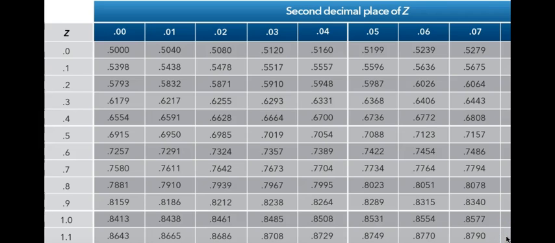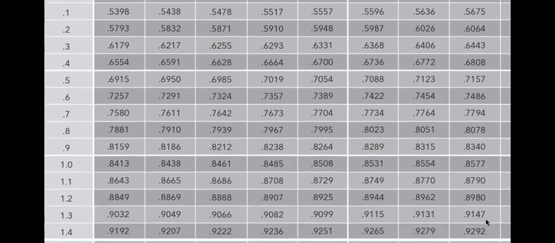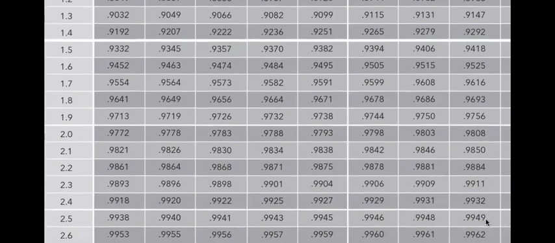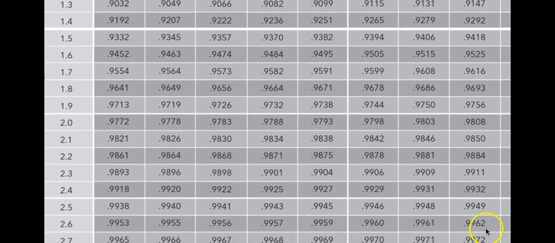The standard normal table. So we're looking for a z of 2.67. So we're going to go all the way down to 2.67. So 0.9962. So we're going to have to subtract that from 1.